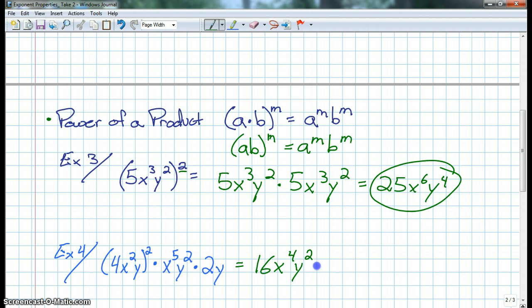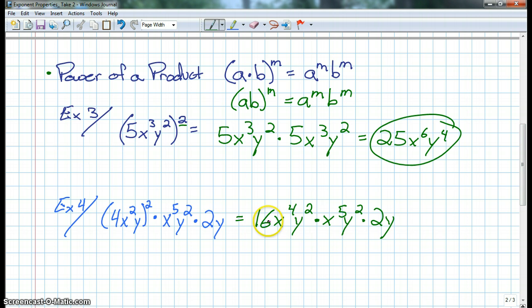Now, looking at this next one, we still have x to the 5th, a y squared, and we're multiplying all that by 2y. Now, because everything here is being multiplied, this is really 16 times x to the 4th times y squared, and then this is times x to the 5th times y squared times 2 times y. Everything here is being multiplied. We can use our commutative property and rearrange it. So it can really be 16 times 2, if we get our integers in front. Then we have x to the 4th and x to the 5th. Then we have y squared, and y. I'm running out of room here, but that's a y squared and a y.